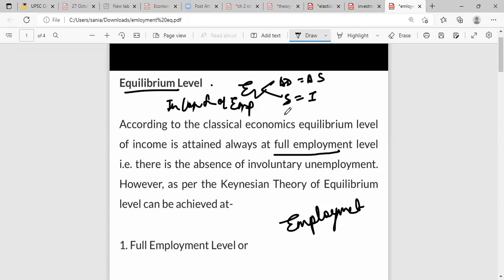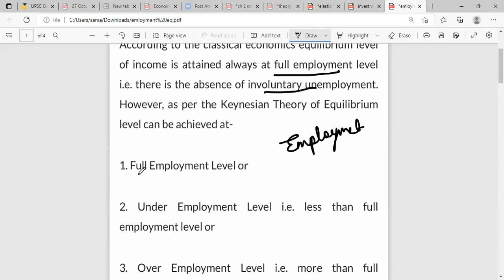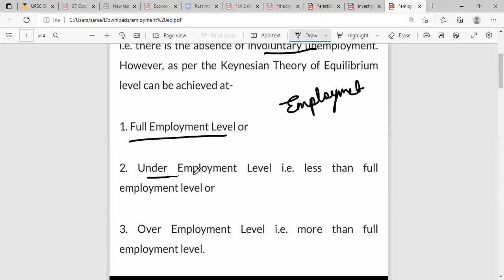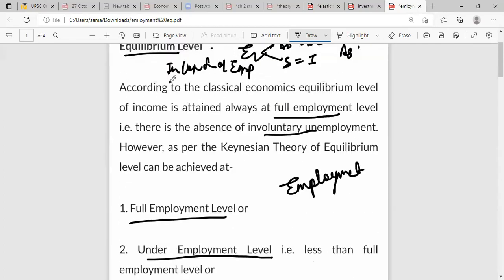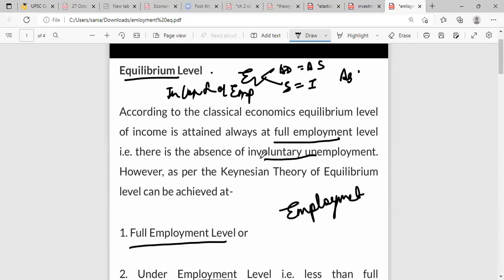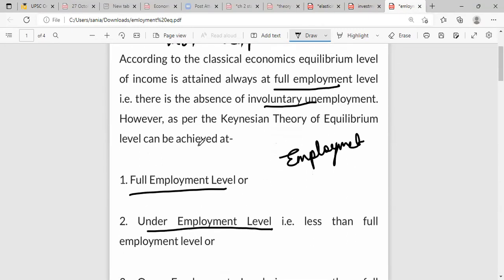So what they are basically saying is that whenever you want equilibrium, there should be full employment. In the aggregate demand chapter, we discussed what is full employment, underemployment, involuntary and voluntary unemployment. So that means there should be an absence of involuntary unemployment. But Keynes said no. There are three situations at which you can get equilibrium: one at full employment level, one at underemployment level, and one at overemployment level.